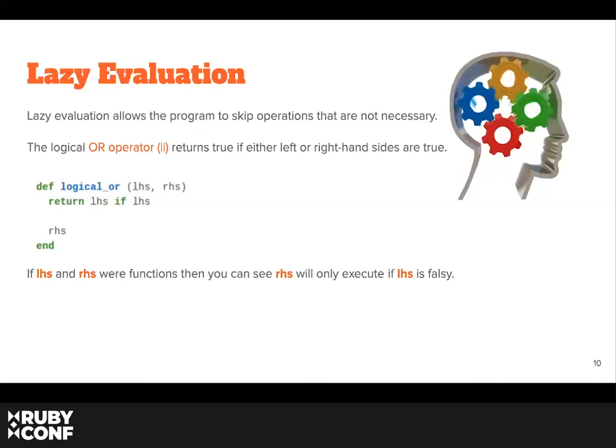So I have a function which is logical or. It has two parameters, left hand side and right hand side. If you see in the code, there are two parameters. The right hand side will only execute if the left hand side is false.